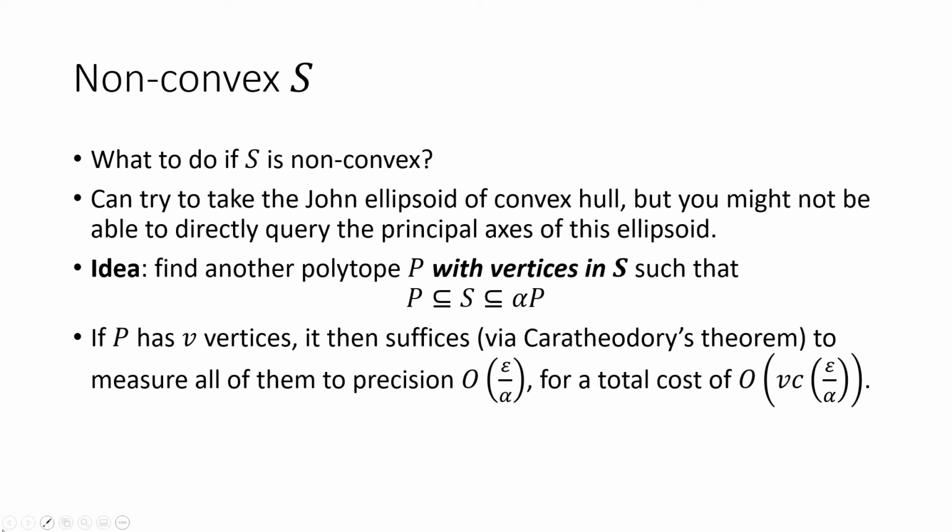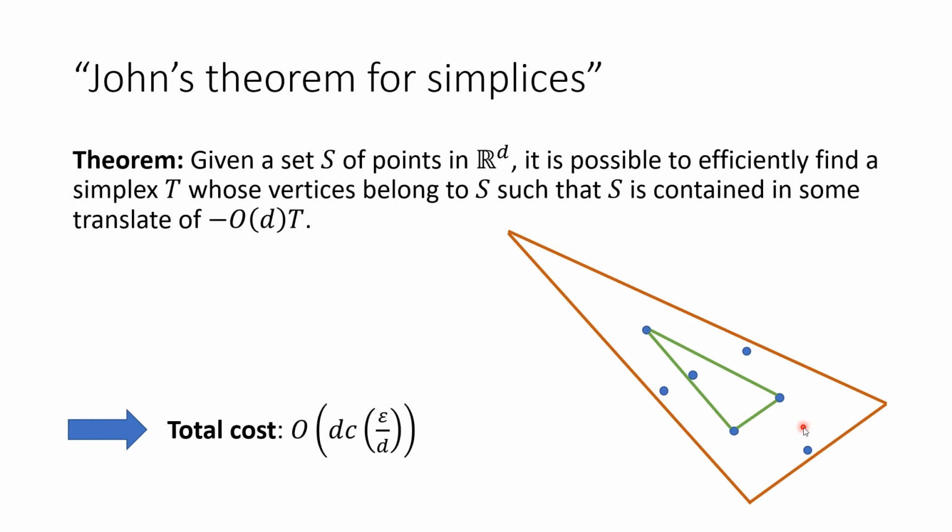So one idea is to, instead of doing John's theorem with an ellipsoid, find another polytope P with vertices in S, such that P is contained in S, because its vertices are in S, but such that S is contained within a small dilation of P, alpha times P. And in particular, if P has V vertices, then it suffices via Carathéodory's theorem to measure all of the vertices to within precision O of epsilon over alpha, for a total cost of O of V times C of epsilon over alpha. Great. And what we do is we show that we can, in fact, do this.